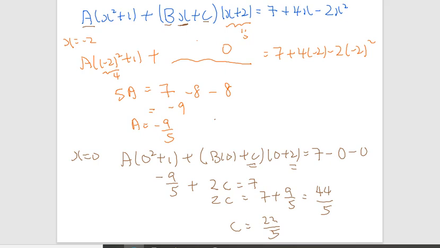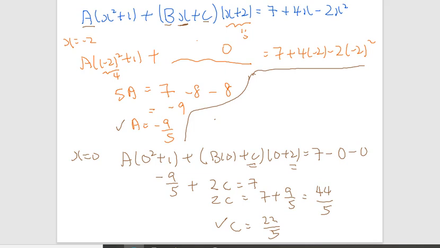You have found a, you have found c. You need to find b. To find b, you just choose a small number, it will do. There's no convenient number to choose to get rid of anything anyway, you are left with just one unknown. So the most convenient number to choose will be 1, and 1 is easy to compute.